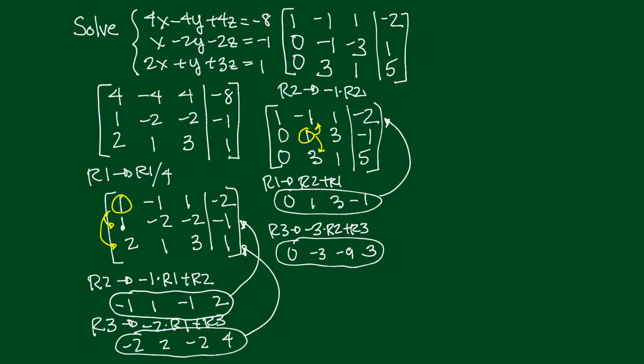Let me just check those multiplications. So I'm multiplying everything in this row, the second row, by negative 3. So I'll get a 0, negative 3, negative 9, positive 3. I've got it. Okay, and then what I'm going to do is add that row to row 3. That'll be our next matrix.